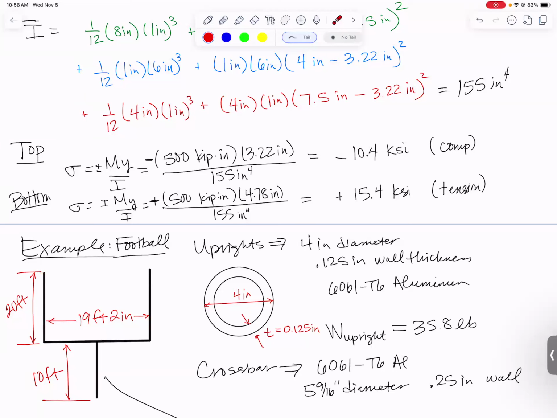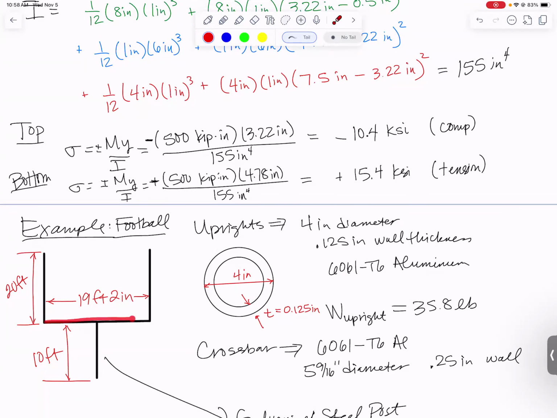They are made up of 6061-T6 aluminum, 4-inch outer diameter with a 1/8 inch wall thickness. So that is what those cross sections look like. And using this, I looked up the density of aluminum. I calculated based on the fact that the uprights are 20 feet tall. With this area, I found their volume, and I found that the weight of each upright is 35.8 pounds.